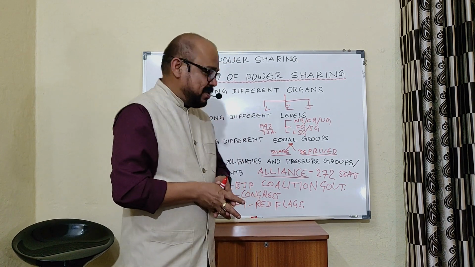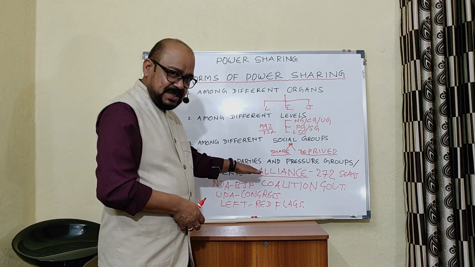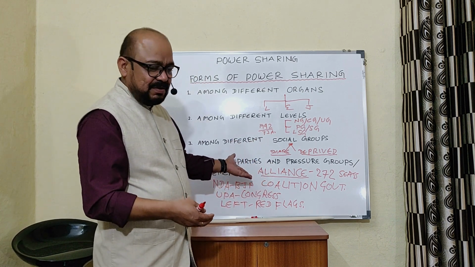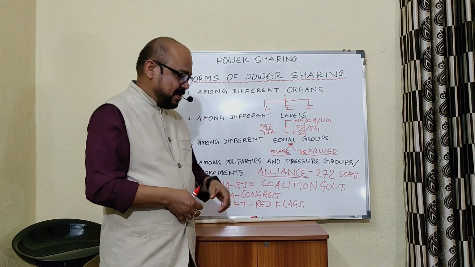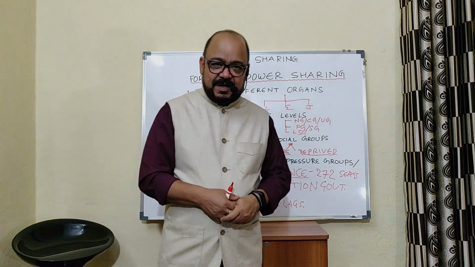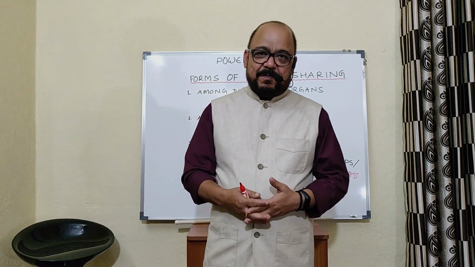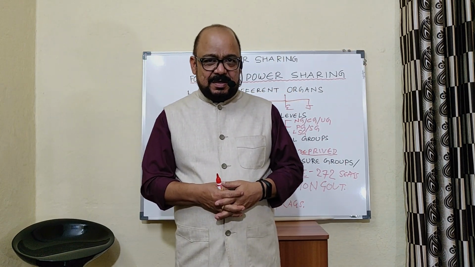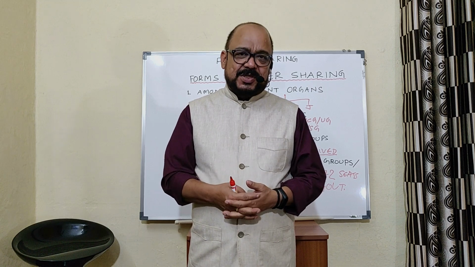So my dear children, power is shared among different political parties, right? As alliance or single party or coalition government. Then power is shared among different pressure groups, and power is shared among different movements also. So these are the four forms of power sharing, popular all over the world, okay? And these four categories or forms of power sharing are the best forms of power sharing.